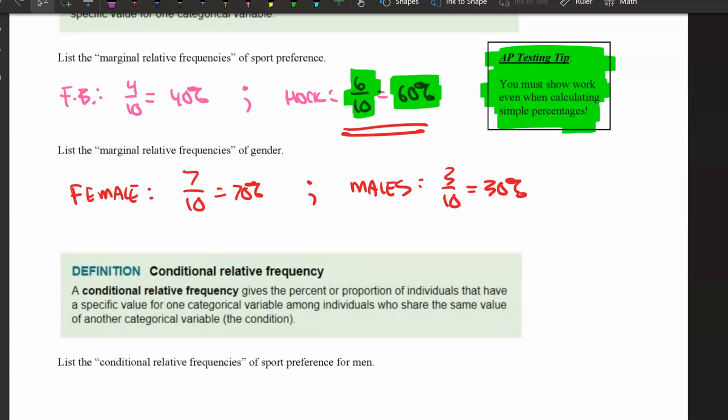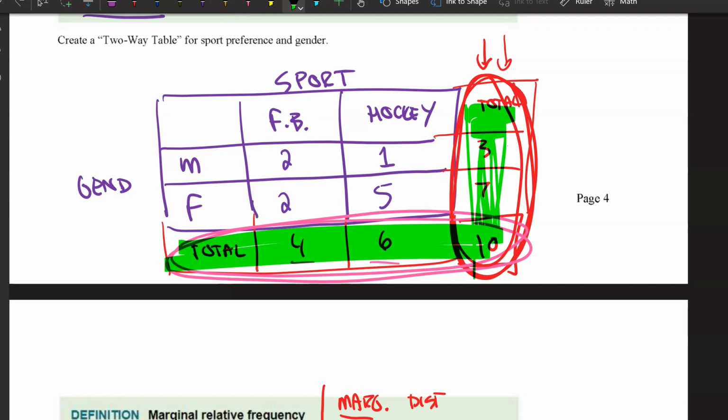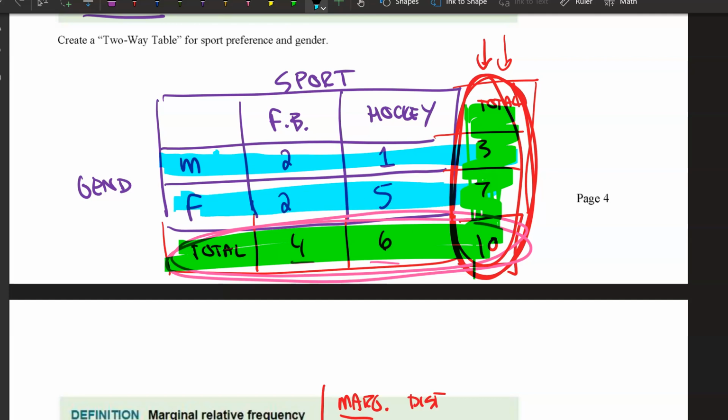Conditional relative frequency. A conditional relative frequency gives a percent or proportion of individuals that have a specific value for one categorical variable among the individuals who share the same value for another. Again, that sounds very confusing, but if these are the marginal distributions, conditional distributions are like here. So this would be the distribution of sport preference for guys. So I'm conditioning on guys and I'm looking at sport preference. This would be the conditional distribution of sport preference for girls.